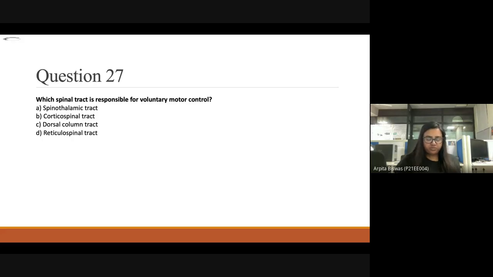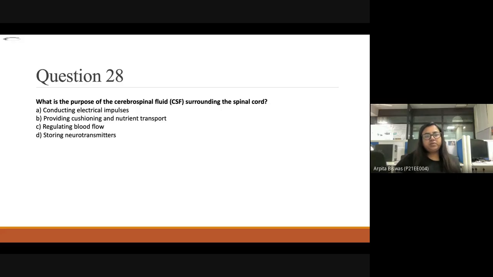So what is the right option? So the right option, question number 27, is option B, the corticospinal tract. Okay. Next, move towards question number 28. What is the purpose of the cerebrospinal fluid surrounding the spinal cord?